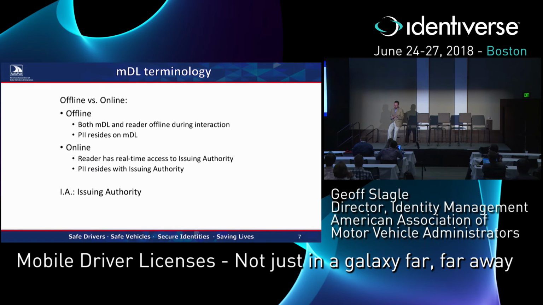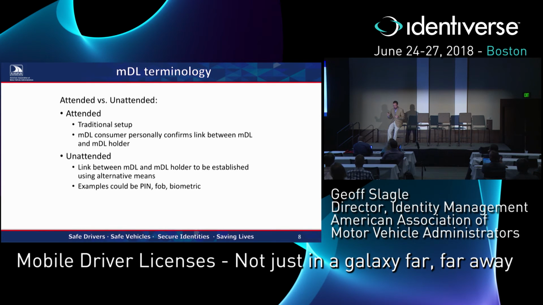All right, so offline and online. The low-hanging fruit, best we could understand it, was to go after the offline use case first, where both the MDL and also the relying party do not have a connection, and the PII would reside on the device. We recognize and obviously see tremendous benefits in an online model and are working on that as well. We also have attended and unattended. Again, we felt that attended was the thing that would be easiest to do initially, where it's person to person.